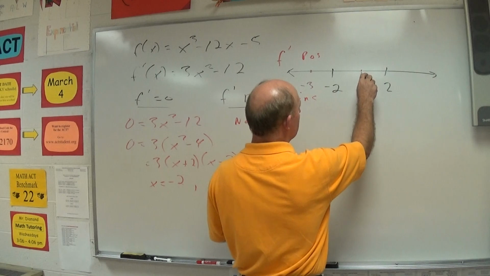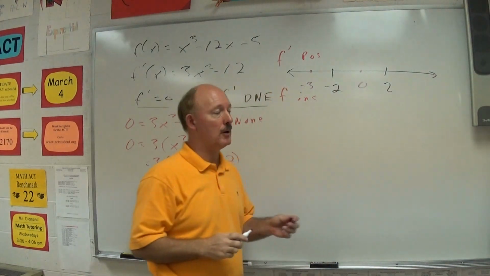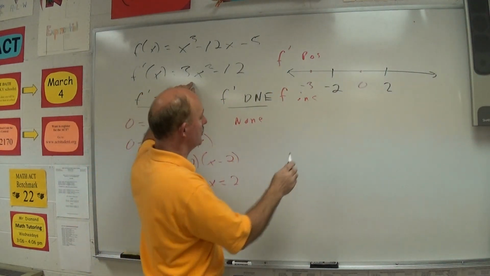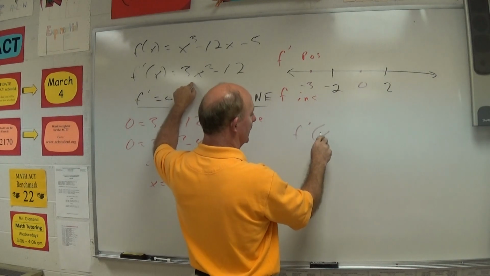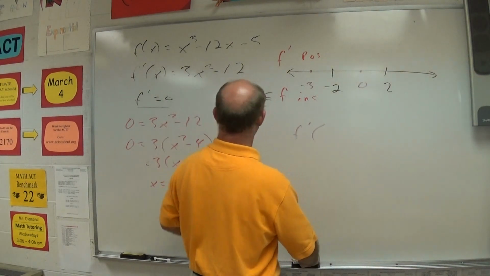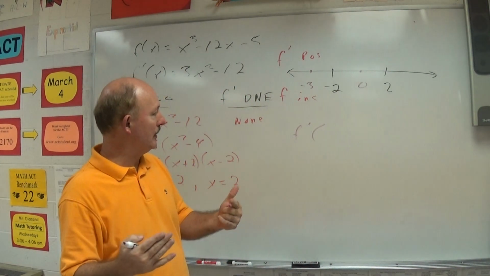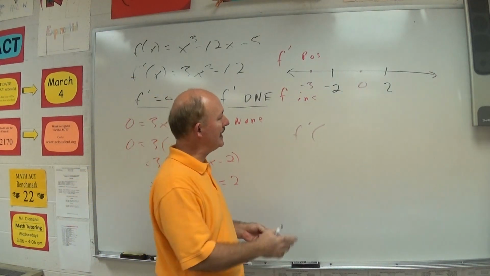Okay, let's pick out another test value. How about 0? So we'll try 0. Substituting 0 into the derivative, because remember, we want to see whether the graph is increasing or decreasing.